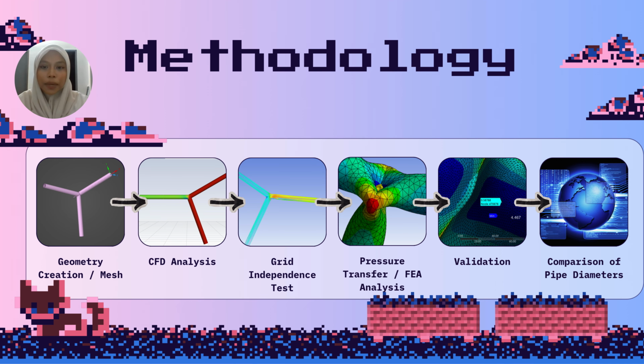Thank you. My name is Nur Abza binti Ali. Now I will continue with the methodology. First, we started with geometry creation and the mesh, which is coarse, medium, and fine mesh. And then we continue with CFD analysis and a grid independence test, which tests velocity magnitude and also pressure. Then we continue with FEA analysis and validation. And lastly, we compare the results across all the pipe diameters.